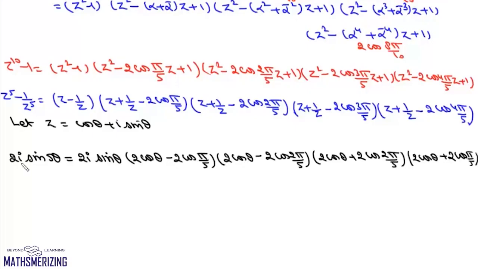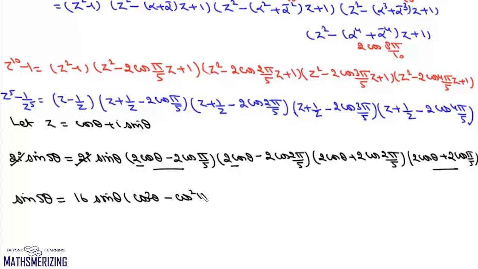Now here 2i will cancel. We'll take 2 common from all the 4 brackets. We can write sin 5θ equals 16 sin θ, and here we'll take these two terms together. We'll write cos² θ − cos² π/5, and the next one will be cos² θ − cos² 2π/5. Now we can change cos² a − cos² b as sin² b − sin² a.